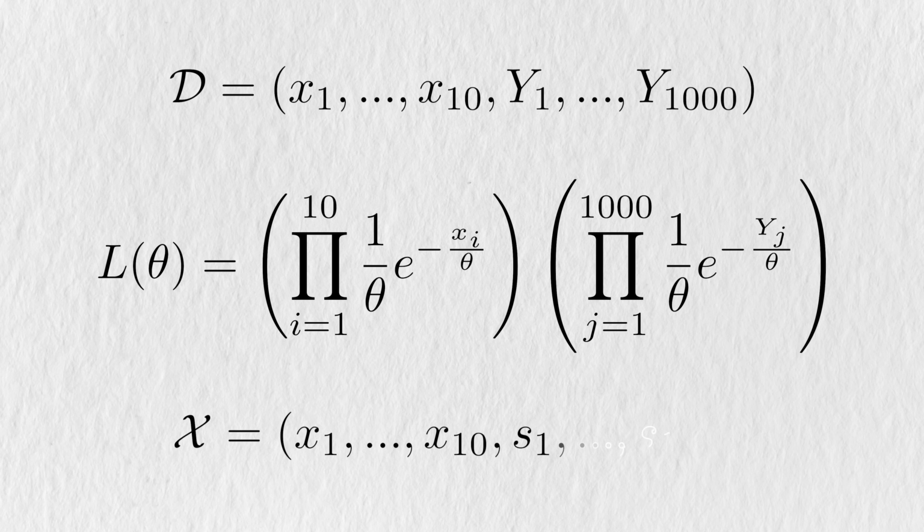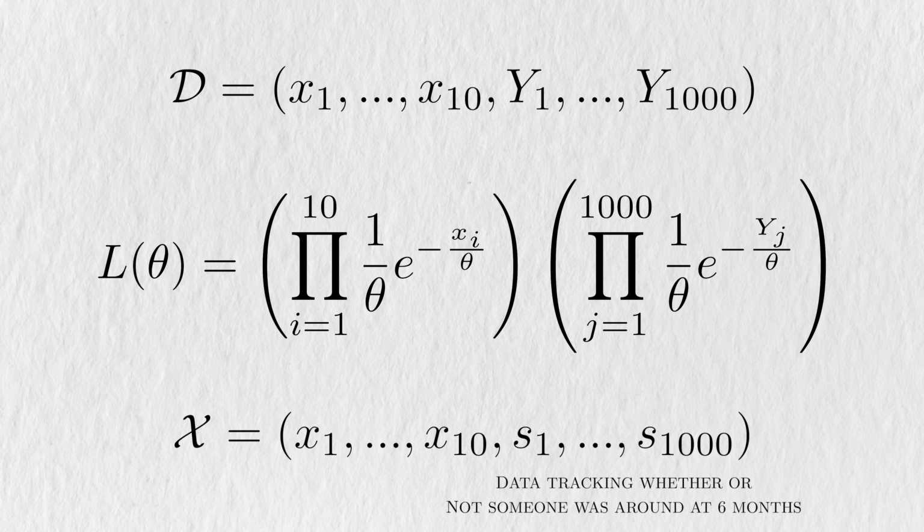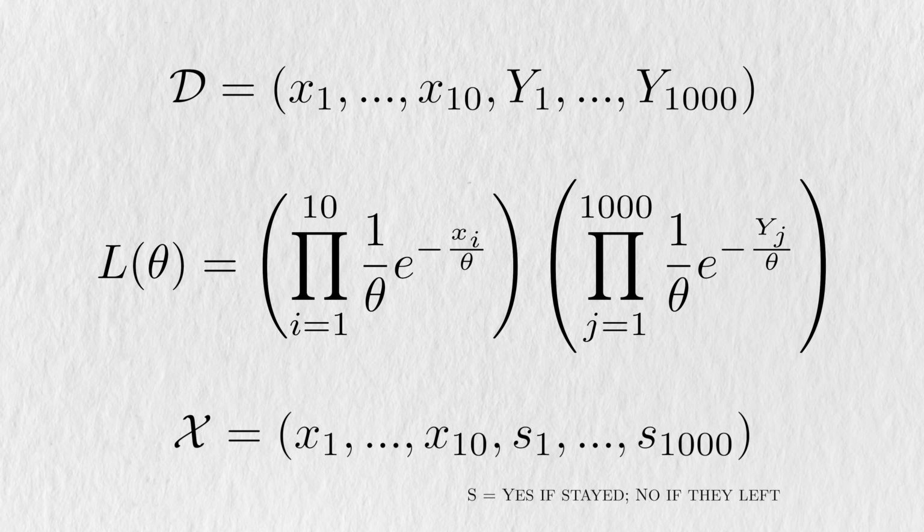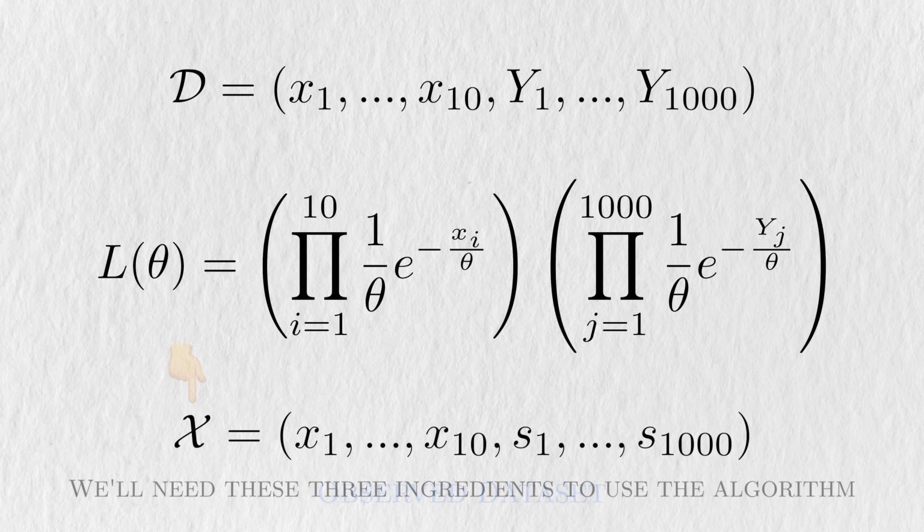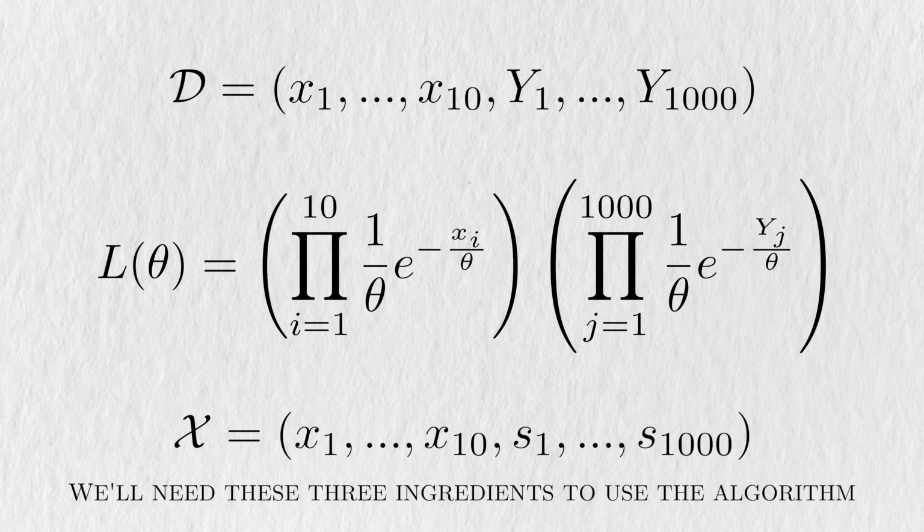But what we have instead are whether or not each person in the second experiment was around after 6 months. These S's represent stayers. If a person was around at 6 months, then their particular S value would be yes or 1, and no otherwise. The X's and the S's form what I'll call our observed data, and I'll distinguish it from the complete data by denoting it with a fancy X. With these three ingredients, we can try to apply the EM algorithm and overcome our missing data problem.